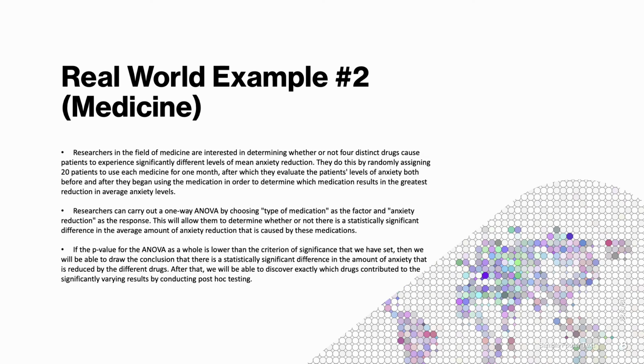This would be the case if the p-value for the Anova as a whole was lower than the criterion of significance that we had set. After that, we will be able to do post hoc testing in order to determine exactly which medicines led to the drastically varied findings.